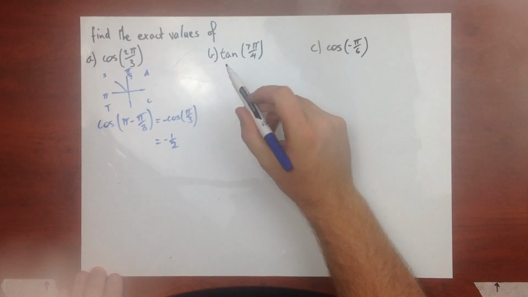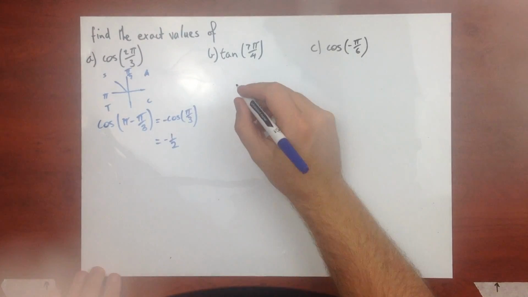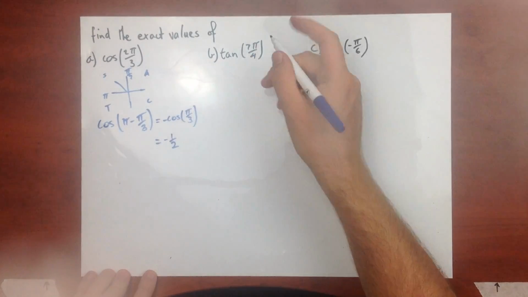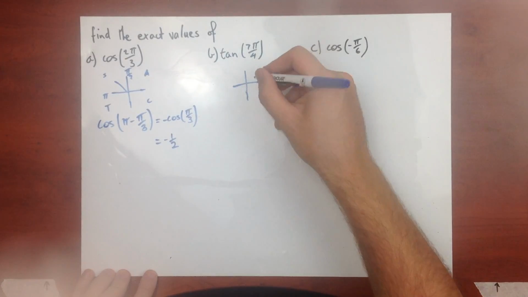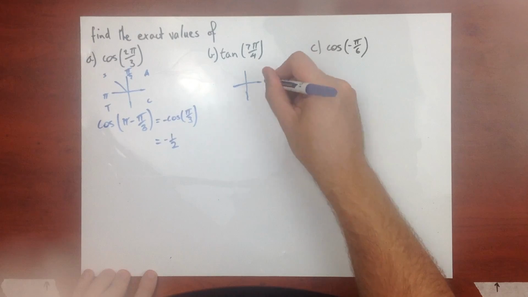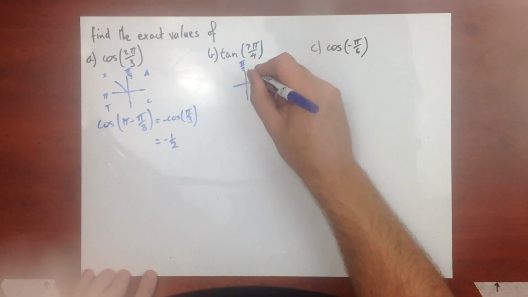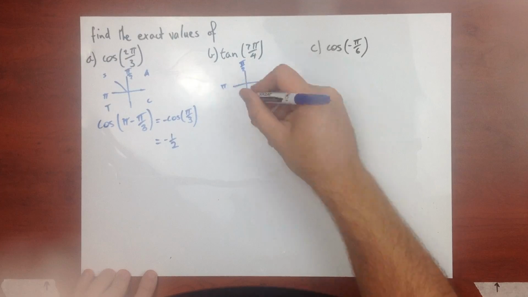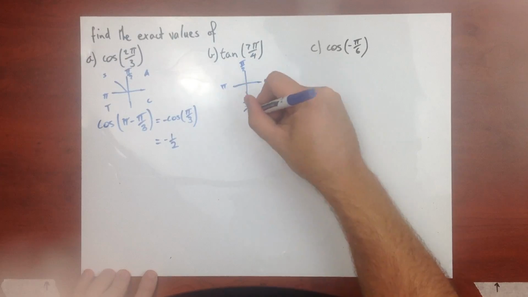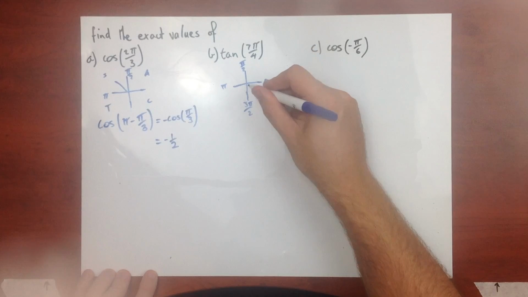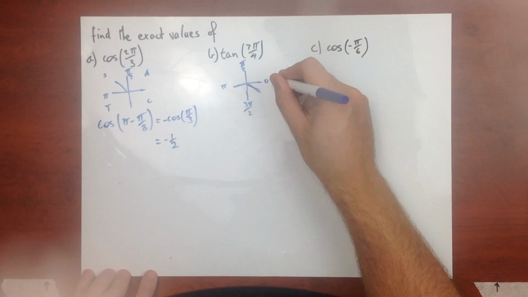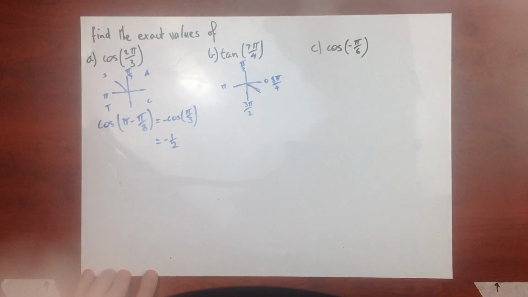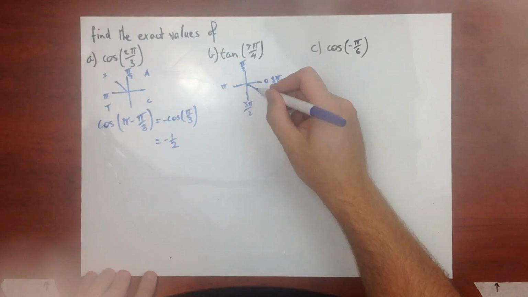For our next one, tan of 7 pi on 4, we need to think about where 7 pi on 4 is. On our unit circle, come around here, so remember we're 0, pi on 2, pi, 3 pi on 2. 7 pi on 4 is actually going to be over here, because our 2 pi would be 8 pi on 4. Here's another way of thinking of 2 pi. So our 7 pi on 4 is around here.